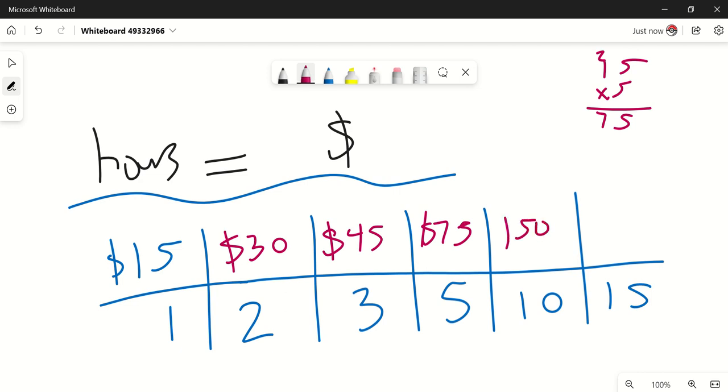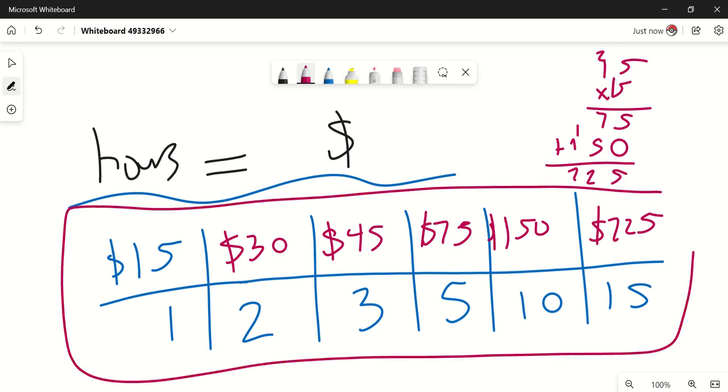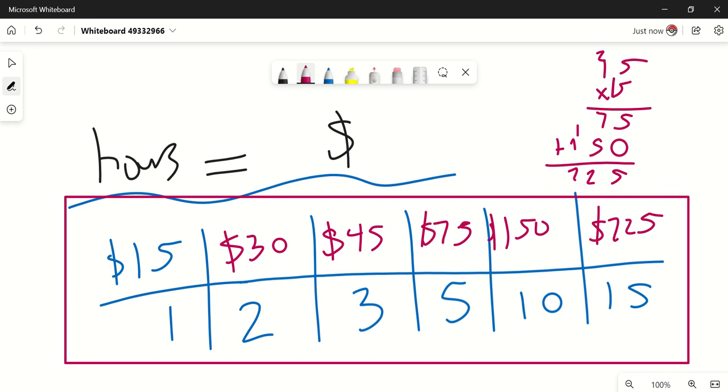This would be 150, and then 15, 25, 75, and 225 for 15 hours. This is a ratio table, or even a rate table here. This is giving us all equivalent ratios.